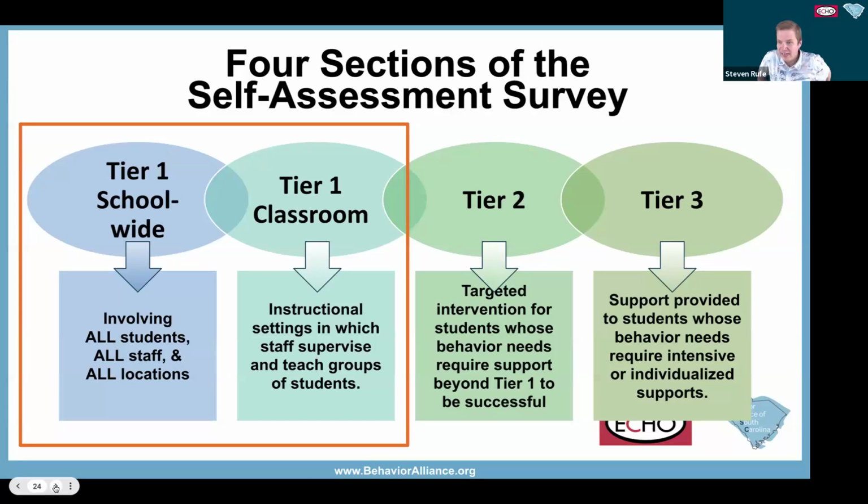The self-assessment survey itself actually measures all three tiers across the work. But for the purposes of the Behavior Alliance work, since you're starting with tier one, that's where we start with the self-assessment survey. So they will give feedback on tier one school-wide practices and systems, and they'll do the same for classroom level practices and systems. So again, that school-wide approach is everybody with all students, and the classroom approach is what staff who supervise and teach groups of students are going to give feedback on in terms of their behavior systems within their classrooms.